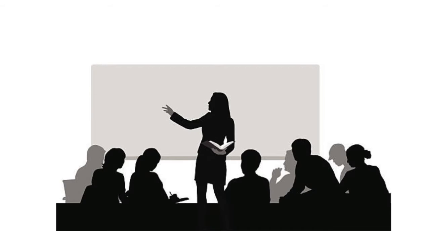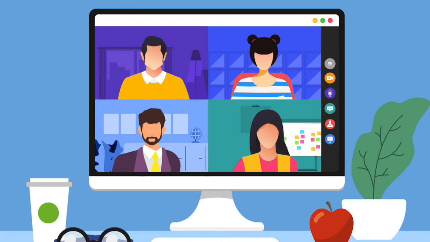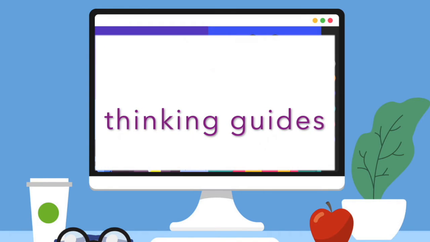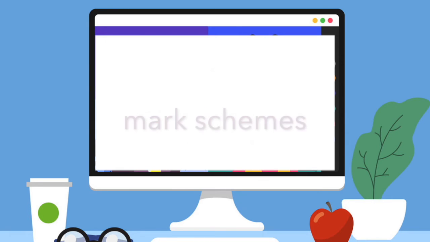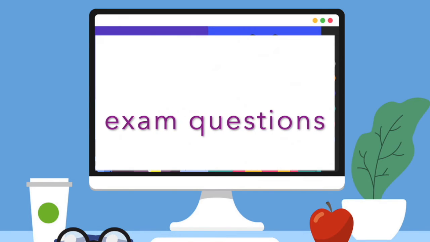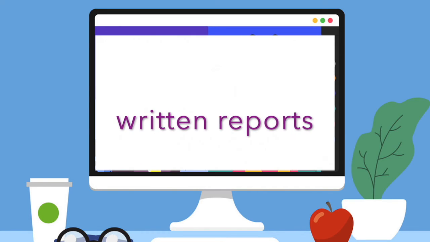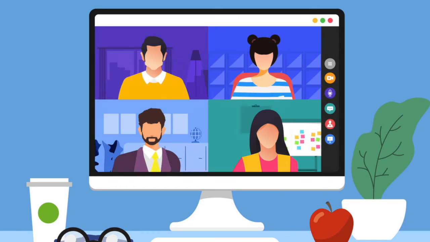Absolutely, and that links very much to what we're saying. Gemma's saying that she's developing thinking guides that act as scaffolds to help her students with that. Gemma's talked about getting the students to use mark schemes, getting the students to answer exam questions. We've talked about the students writing written reports.